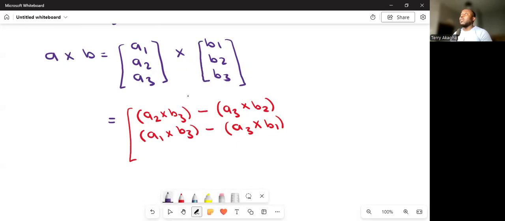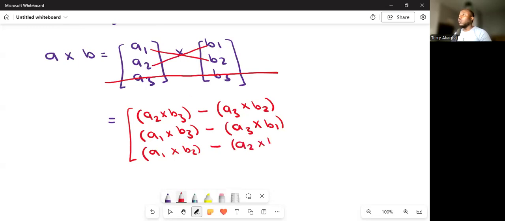Okay. Now we go to the third one. We carry a straight line and cancel the third one. Then we repeat the same thing we did. It's going to be A1 and B2. So it's going to be A1 times B2 minus A2 times B1. And that is how you find that. So you can clean this now.